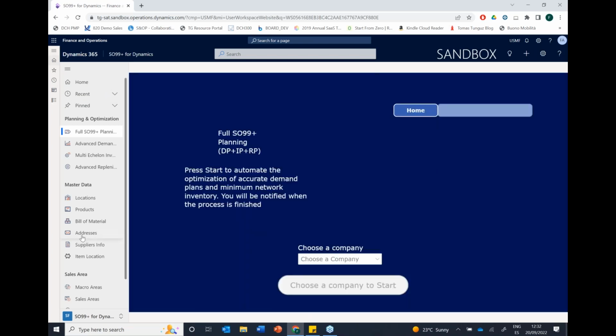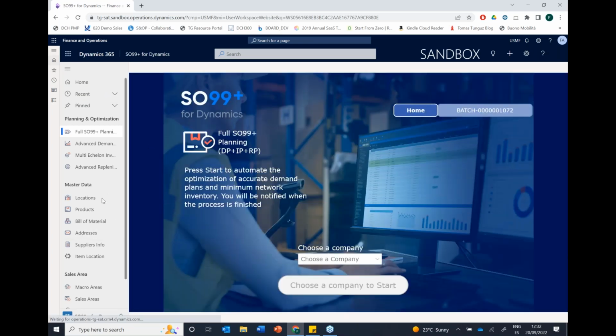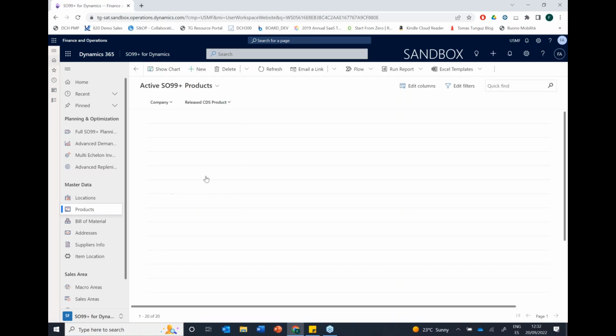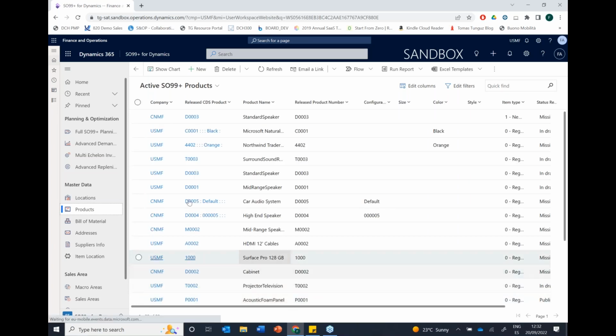So the first step when opening SO99 for Dynamics that I want to stress today in this demo is the possibility of integrating seamlessly data coming from Finance and Operations. As you can see here, this is the first step. Obviously, we have all the master data, and this has been synced seamlessly in a plug-and-play fashion within the tool system. So I can now, for example, open the products master data, and you will see a long list of different products on my screen.